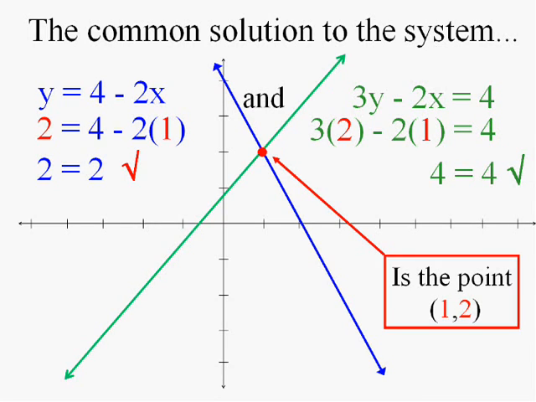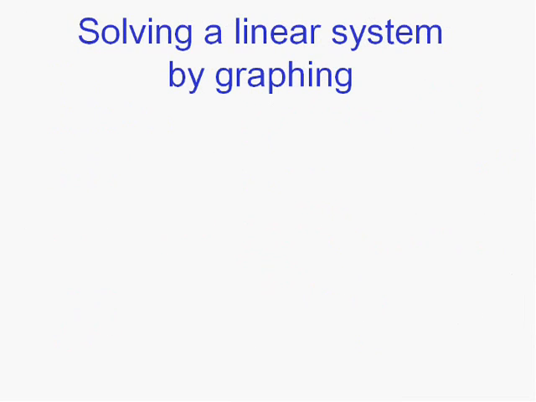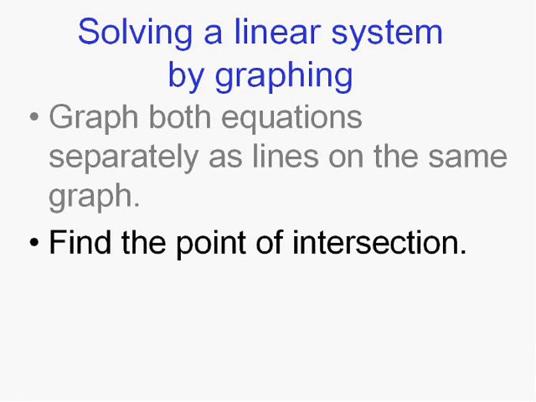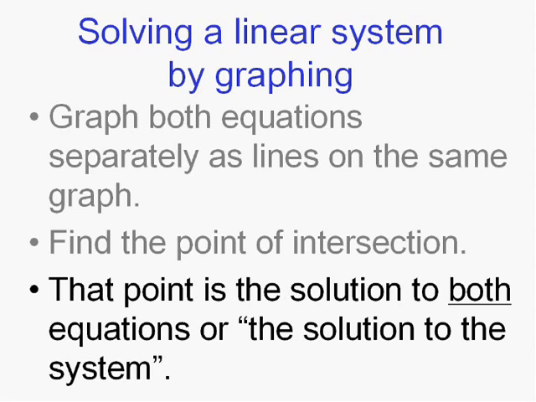It works, and it's the only pair that works in both. Yeah, baby. So it's the common solution to the system. That's what it means to be the solution to the system. Pay attention, son. Look at me when I'm talking to you. So to solve a linear system by graphing, we're going to just graph both equations separately as lines on the same graph, and then find the point of intersection, believe it or not. And that point is the solution to the system.